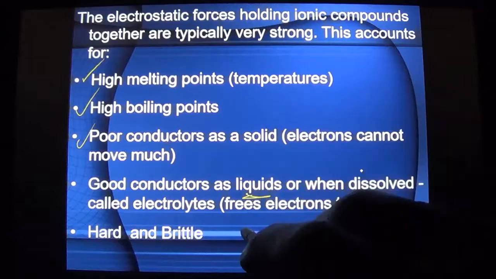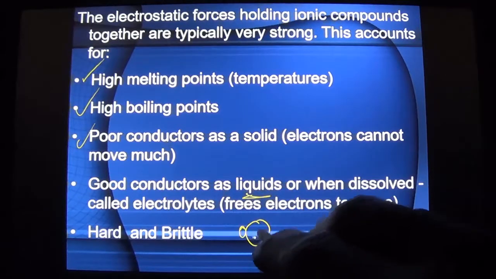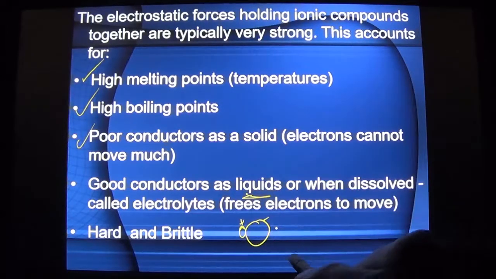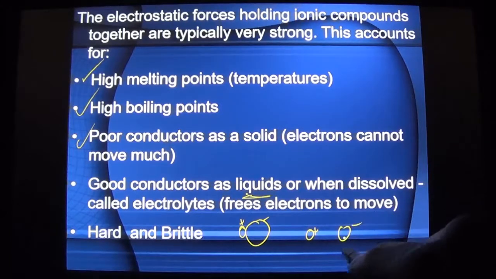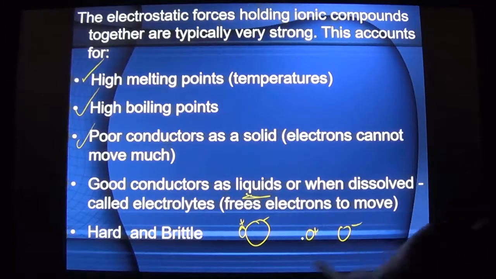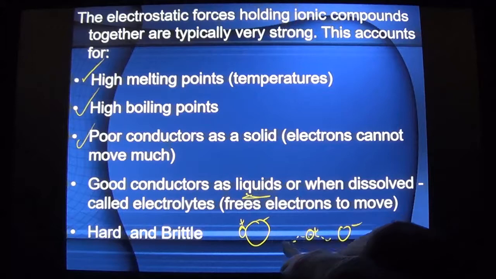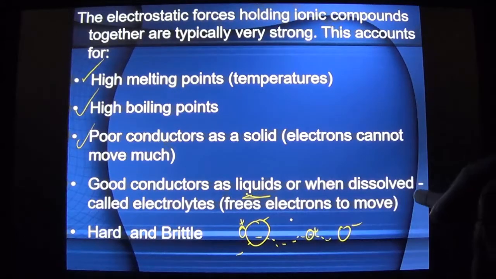That is because those ions are free to move about. So my little sodium ion and its big chlorine ion, sodium positive, chlorine negative, when those are melted or dissolved, they separate. Now they're still ions. This one still has one more electron than this one. But now they're separate, and so the electrons can move from one to the other throughout the melted state or the dissolved state.